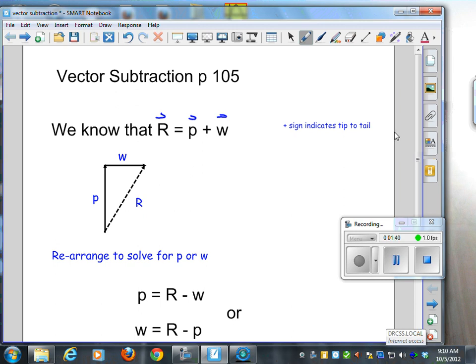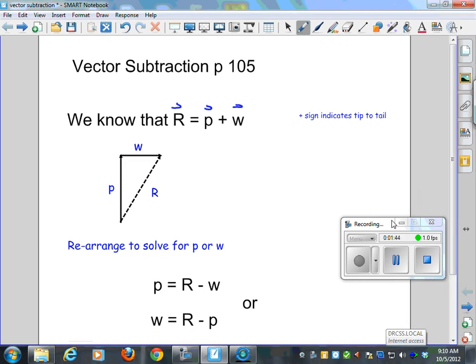Now, if the question happens to say, we want to know what the plane or the wind speed is, well then I'm going to rearrange my little formula there, and I get the plane vector is equal to resultant vector minus the wind vector, or if I'm solving for the wind vector, then it's resultant vector minus the plane vector. Okay, and I'll give you 5 seconds to sort of soak that in. All I did there was just rearrange things, right?